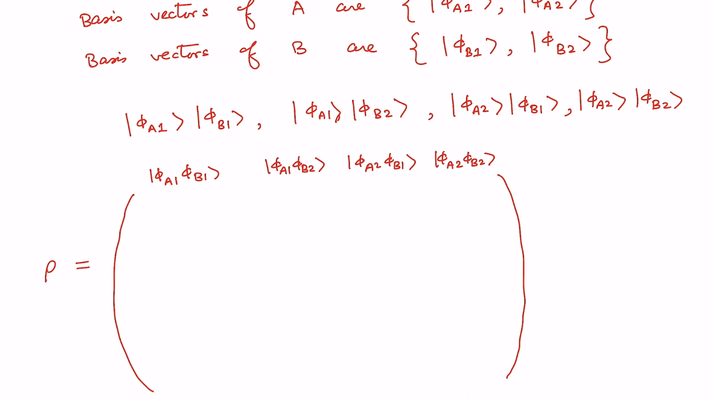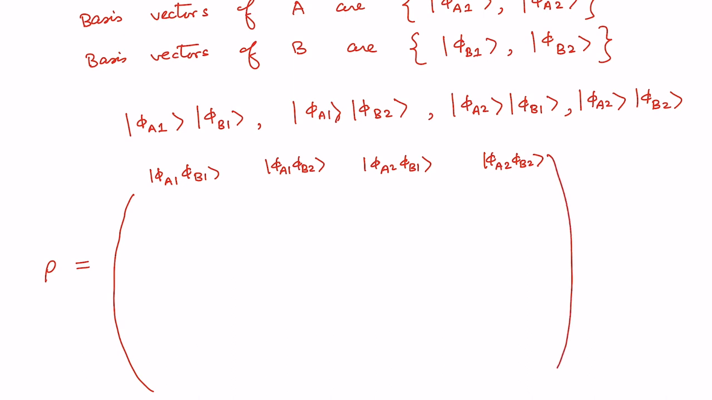Similarly, the column, let me write it this way, let me take it a little bit to this side. Let me put a gap here. Similarly, this one, okay? And the columns are also phi A1 phi B1, phi A1 phi B2, phi A2 phi B1, phi A2 phi B2. Now we have to be careful.